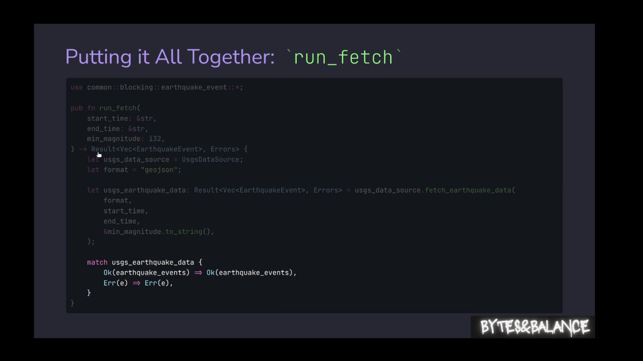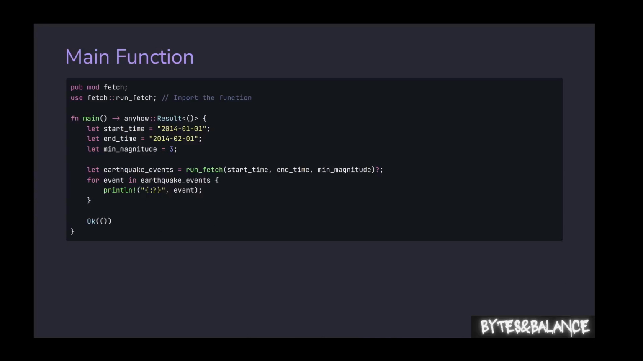If the data fetch was successful, the OK variant will contain a vector of earthquake events and represents the earthquakes that match our criteria. And if there was an error during the fetching process, the error variant will hold information about the error. Examples could be an unexpected status code, a network problem, etc. The starting point of our retrieval program is quite simple. We do some imports, define some parameters, call the runFetch method, do some printing for each earthquake event, and then we return OK.